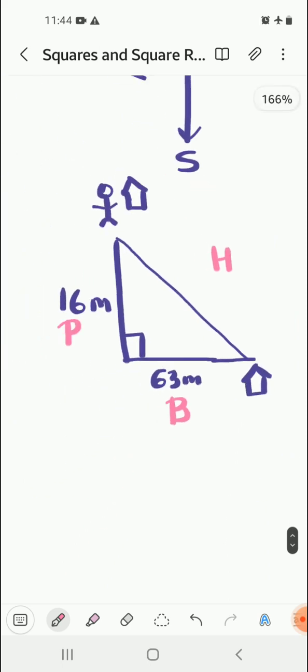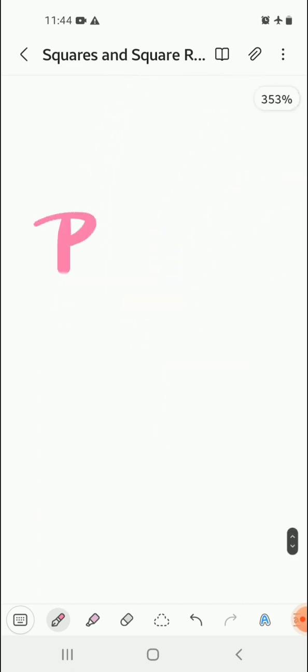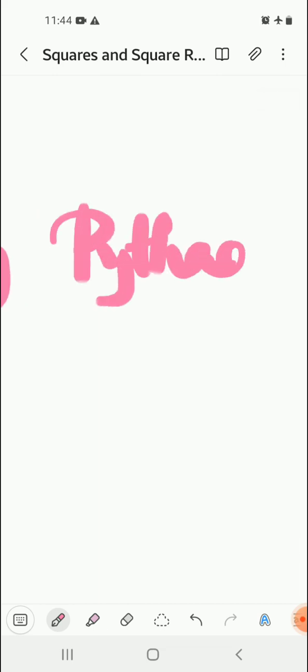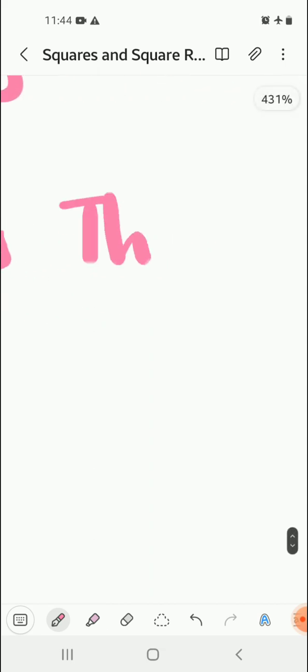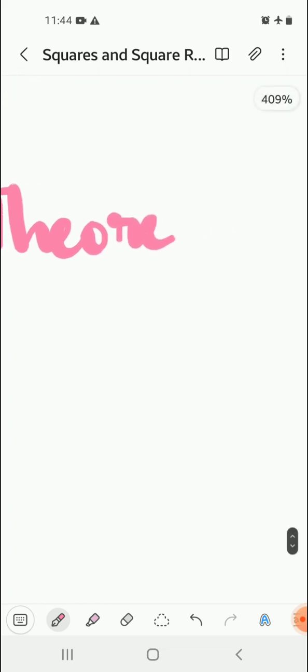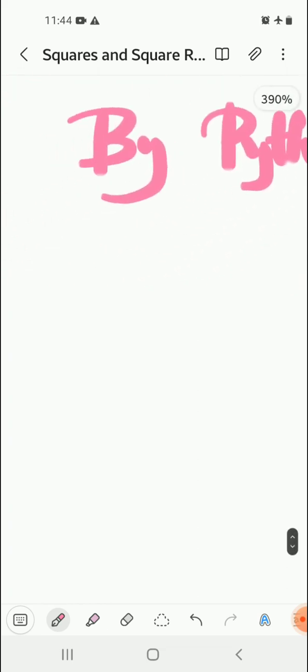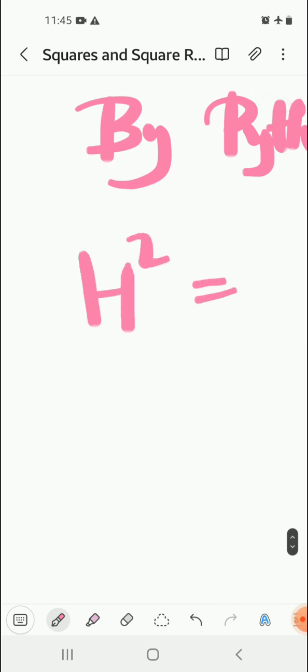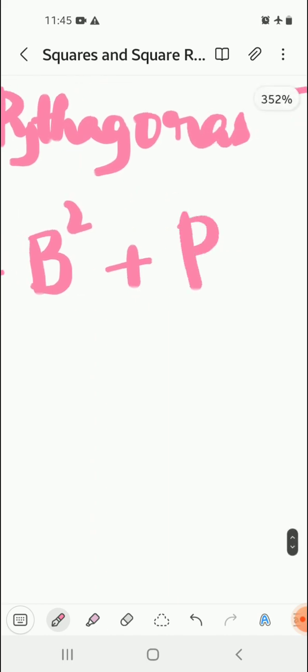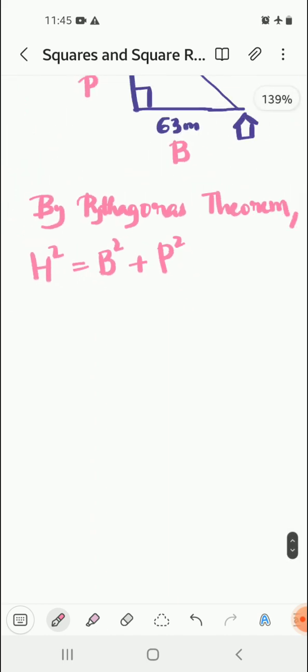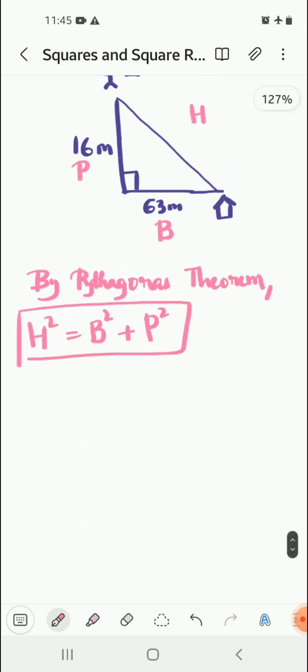In order to find out the third side of a right angle triangle, we use the Pythagoras theorem. So we are going to first write down what is the Pythagoras theorem. By Pythagoras theorem states that hypotenuse square is basically the summation of the base square and the perpendicular square. So this is what is our Pythagoras theorem. And we are going to apply exactly this formula in order to find out the solution.